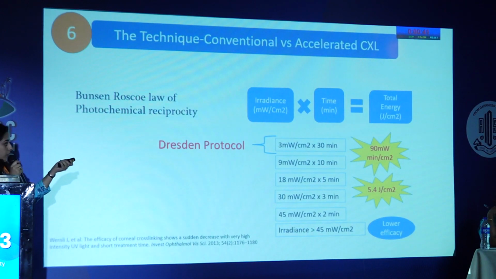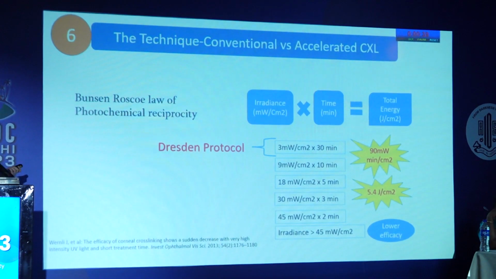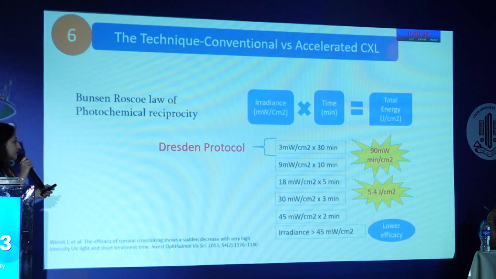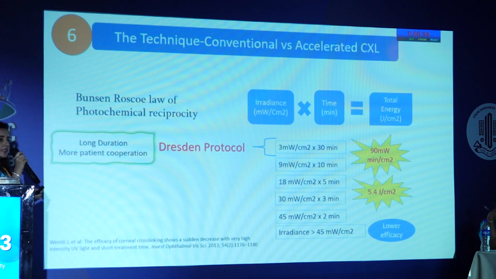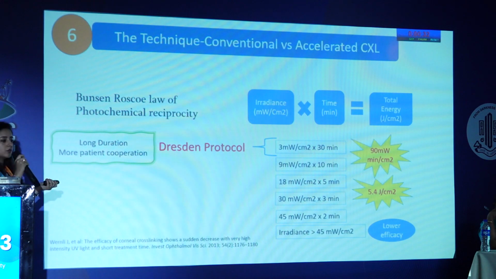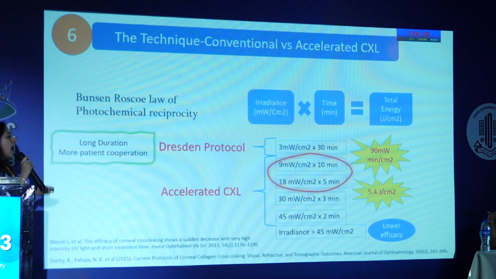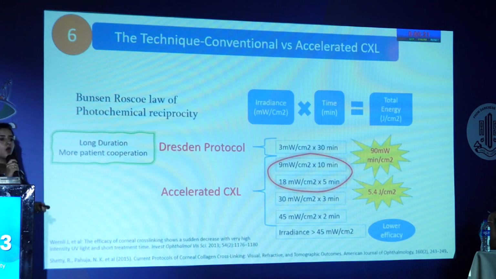Now the first one, where 3 milliwatt for 30 minutes, was the original Dresden protocol, the conventional CXL. It had excellent efficacy, but longer duration was the limitation. So we have something called accelerated CXL, and similar results have been reported, and maximum efficacy is with 9 into 10 and 18 into 5. These are the most commonly used protocols of accelerated protocols.